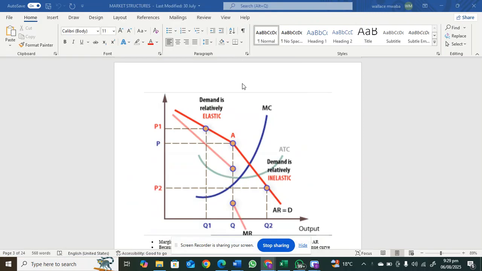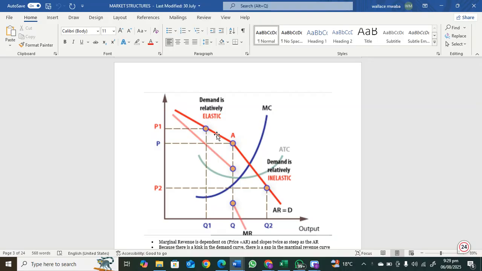Yes, so we are looking at the oligopoly market structure and we want to understand this kinked demand curve, which is illustrating one of the main characteristics of an oligopoly, which is interdependence of firms. Firms in an oligopoly are trying to fight for market share. So they'll try to copy each other, especially when reducing prices.